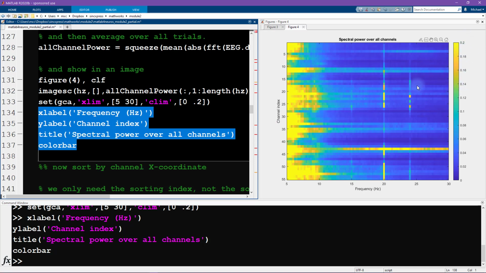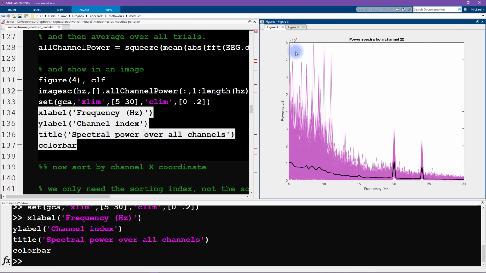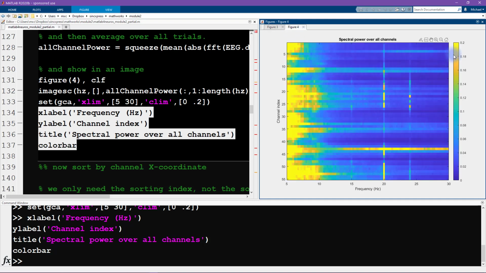These color values are going up to 0.2 at the highest level here, whereas the power spectrum from one channel went up to 10 to the 6. So over 10 to the 6. These differ by 7 orders of magnitude, this plot versus the color plot here.